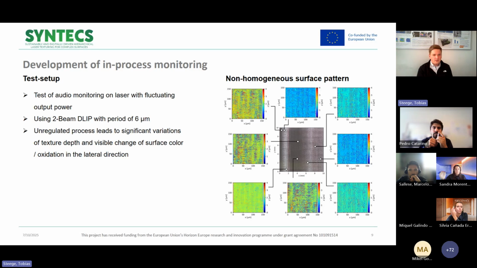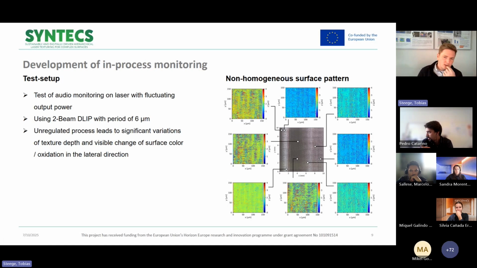And for example, we have a laser which is a little bit older and changes in laser power a little bit. And therefore, we have textures which have different depths. So if the laser power is reduced because the laser is old, then you can see in the pattern the texture gets lighter, and of course this means the microtexture is not as deep.